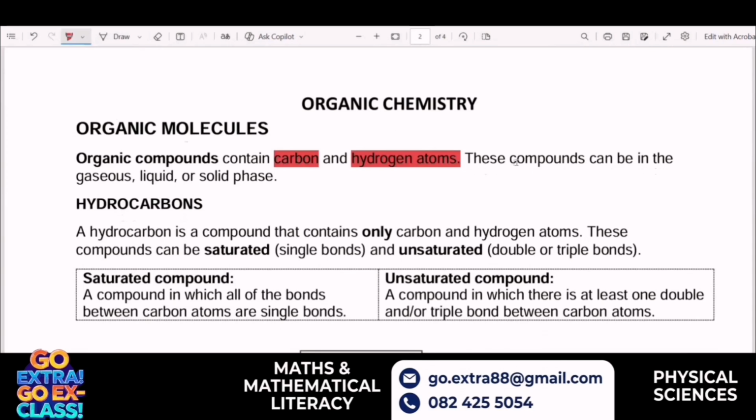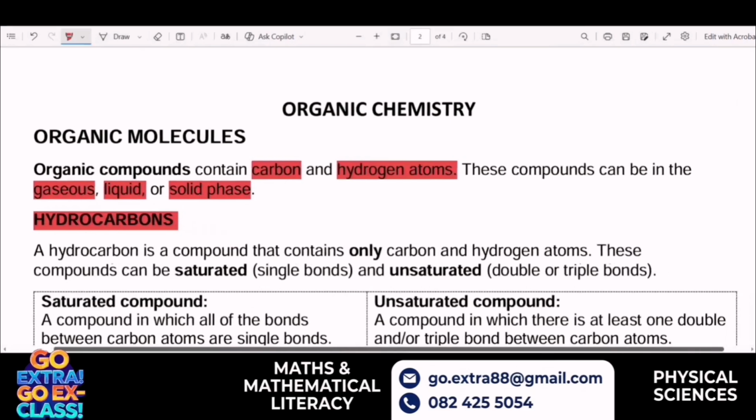These compounds can be in the gaseous, liquid or solid phase. Those are the three phases of matter. So organic compounds can be in the gas phase, liquid phase and also solid. Now we're going to start with the first group of organic compounds, which you can see on the screen. This one is called hydrocarbons. I'm going to bring the screen closer so that we can see properly.